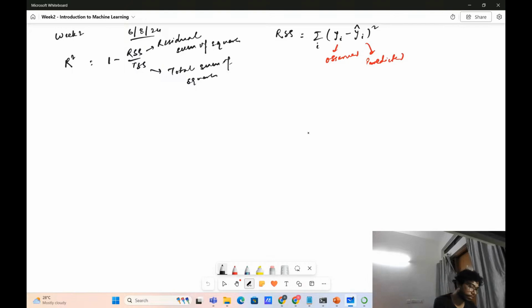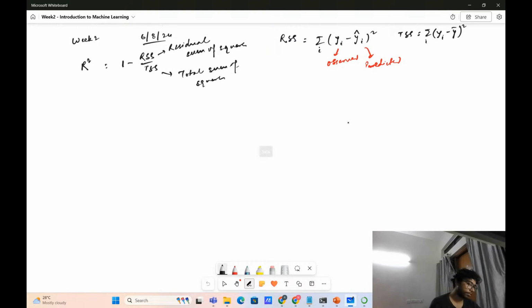Now, what is TSS? TSS is again a summation over all the observations. Here you take yi observed minus yi averaged, whole square. So this is the observed value, and this is the average value. This is the average of all the y values, and this is the observed value.